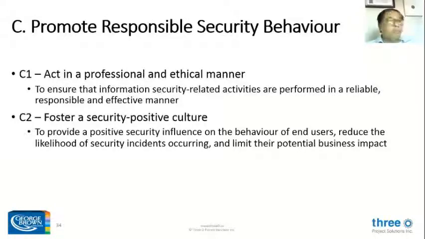The last one is promotion of responsible and secure behavior. So these talk about the behavior of employees, contractors, third-party suppliers, and so on. Act in a professional and ethical manner. So all of us as employees should be aware of what is expected of us. Okay? Making sure that information security related activities are performed in a reliable, responsible, and effective manner.